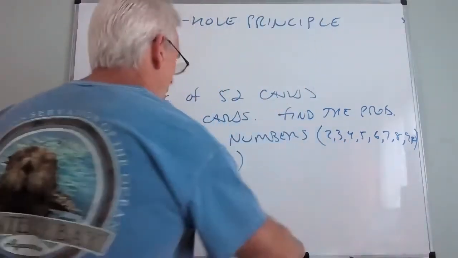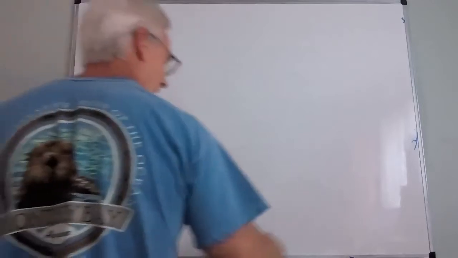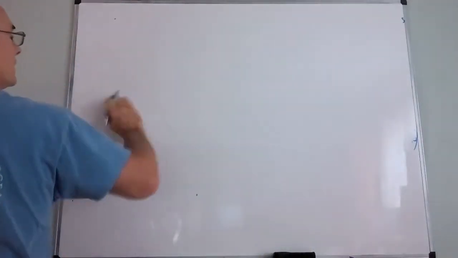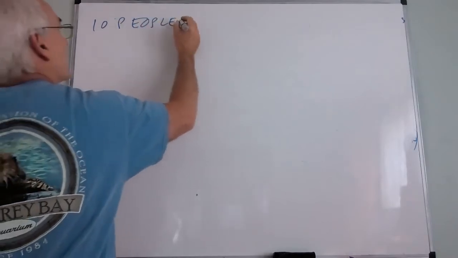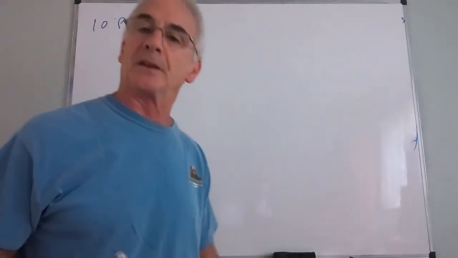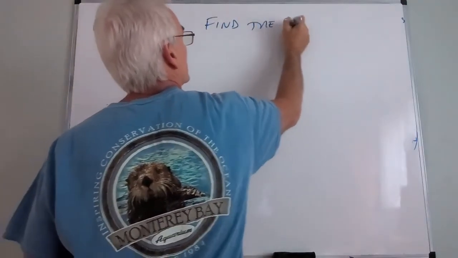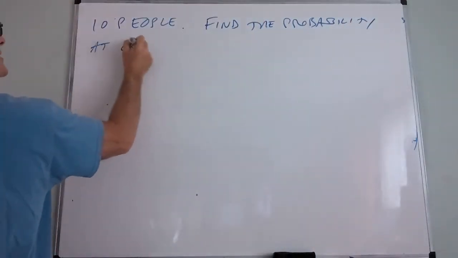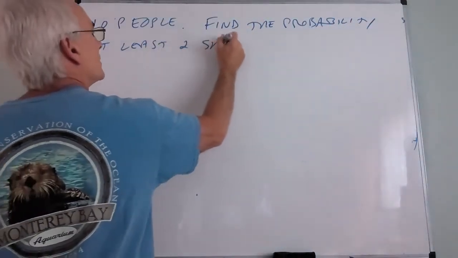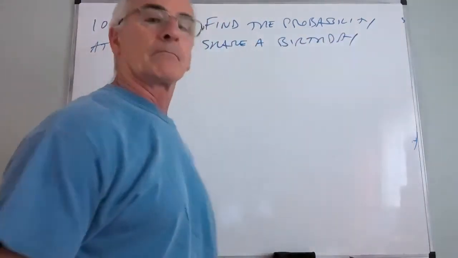Now, don't confuse that with probability. I said, how many do I have to guarantee? But if I said, let's go simple here, there are 10 people. You don't know any of their birthdays. If I want to find the probability at least 2 share a birthday, well, that's tricky.